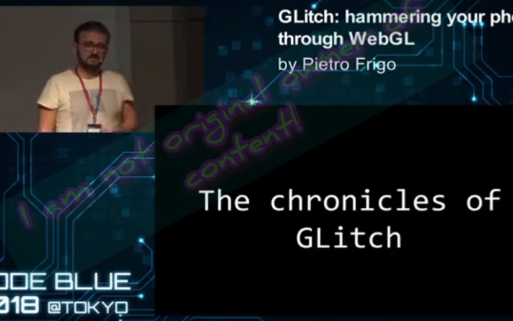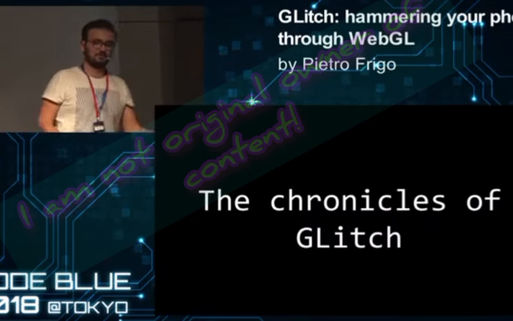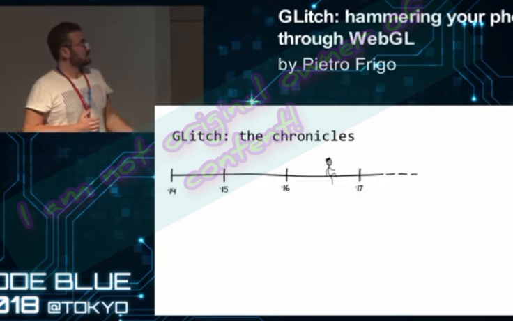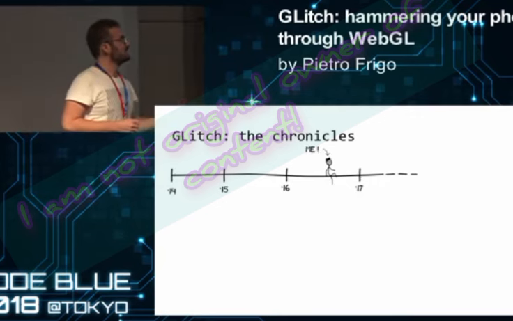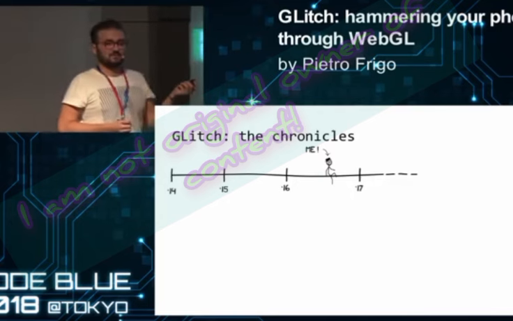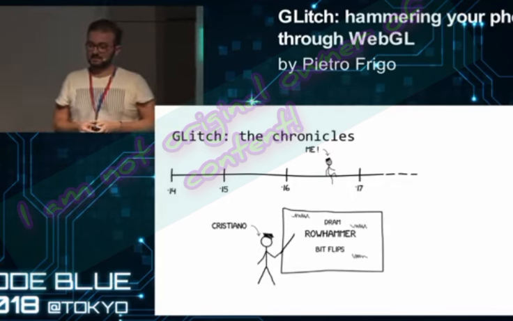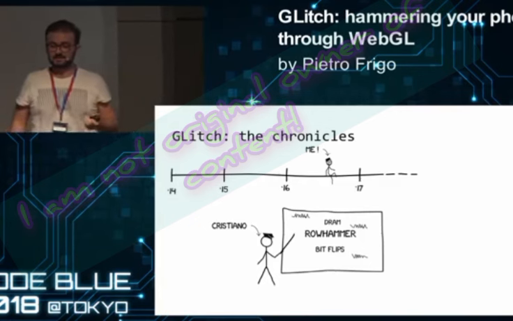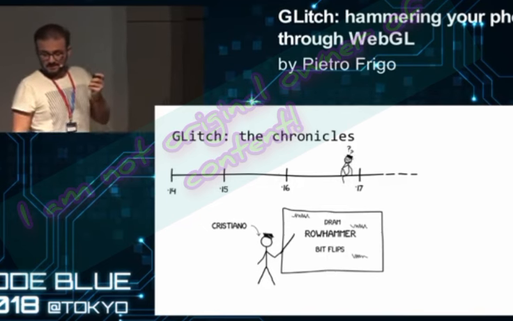Now, to understand the context we're working in, I'm going to go through the chronicles of GLitch, just to give a bit of contextual background and why we did this. This is a bit of a timeline, and that little guy there is me. It was mid-2016, I was looking for a master thesis, and I met Cristiano, now my advisor, who was talking about Rowhammer, DRAM, and bit flips at a conference. At that time, I didn't know anything about this, so I was kind of confused. I didn't know what was going on.